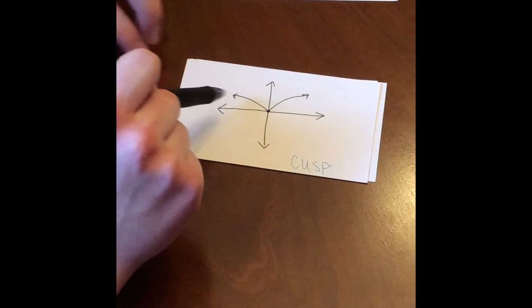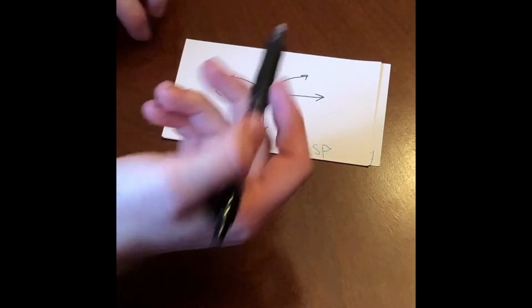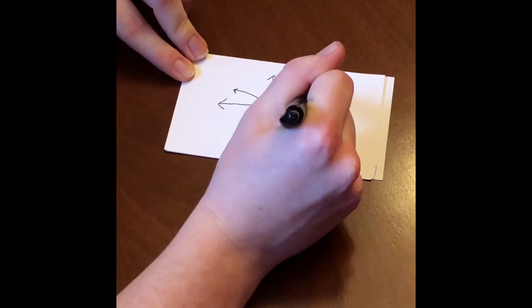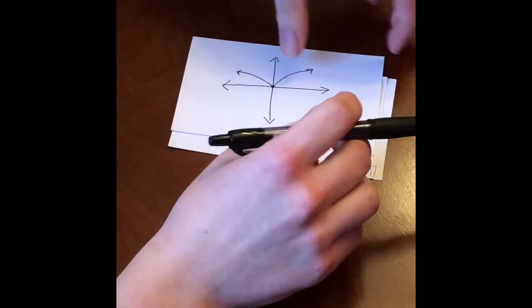Okay, what about this one? I think it's there. Yeah, good job, Dora. You're right. Because over here, the slope is this way, and over here, the slope is that way. But at that point, we don't really know what the slope is.